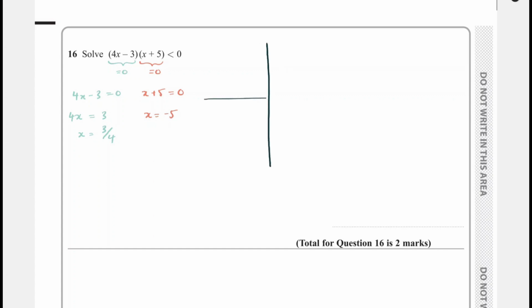We know it's a quadratic graph, and we have the values of x. So x is 3/4, and x is -5, and these are the limits. And so our graph will look something like this. The question is asking us for values less than 0. So clearly for the graph, it will be all values below the x-axis. And so we know that our x value has to be greater than -5, but less than 3/4.